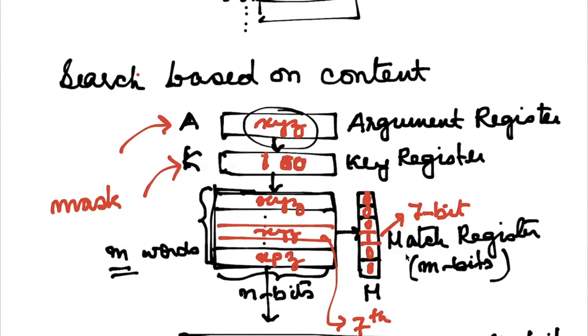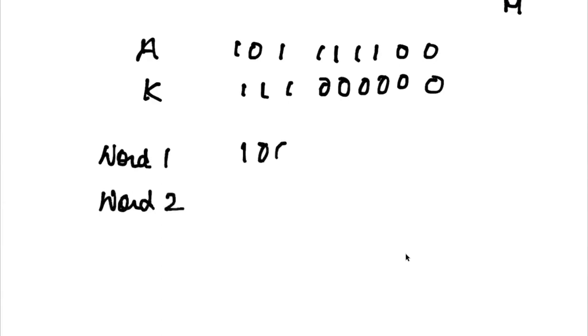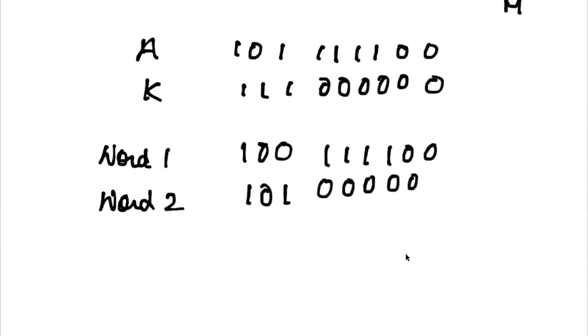Okay. So let me show this with another example. Let's say in the A register, I have 101, 1111, 00. Then in the key register, I have 111, then 000000. Then I have word, and this is my associative memory. This is my first word. This is my second word. Word 1 and word 2. So word 1 is 100, 111100. Okay. And this is 101, 000001.